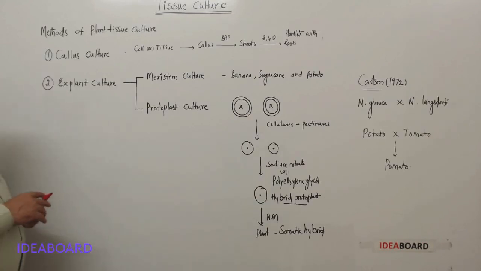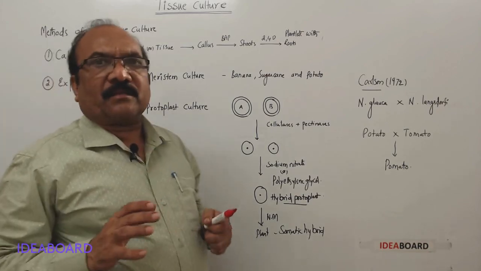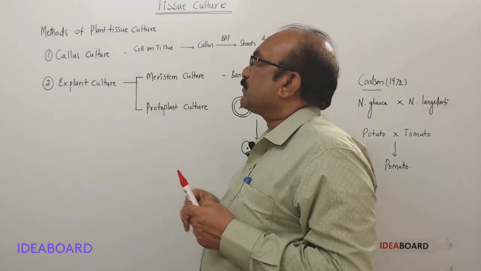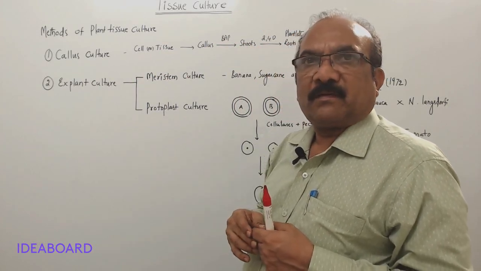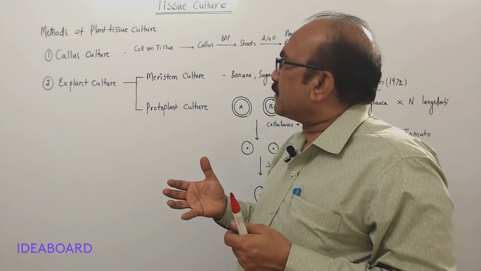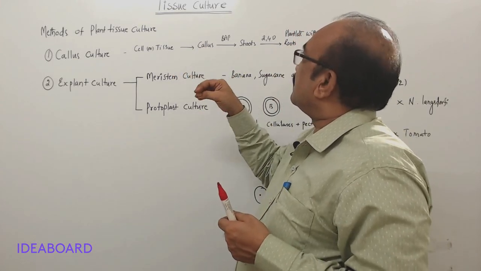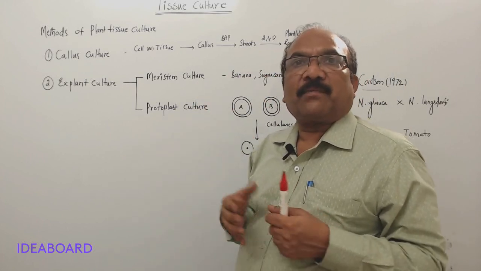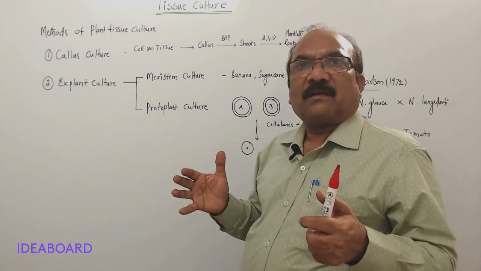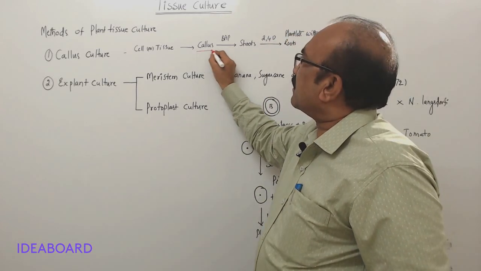So let us now discuss the methods of plant tissue culture. There are two methods, callus culture and explant culture. In the callus culture, we take either a cell or tissue and transfer it onto the nutrient medium, and we provide aeration, so that due to the presence of both auxins and cytokinins, the cell or the tissue will rapidly multiply and form a mass of undifferentiated cells. This mass of undifferentiated cells is called callus.